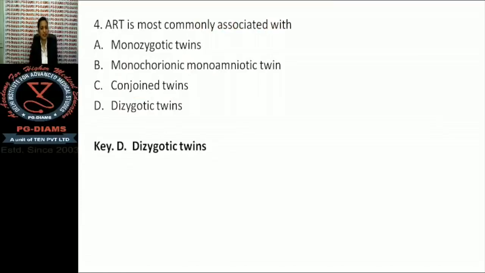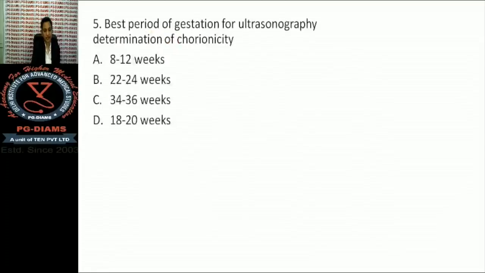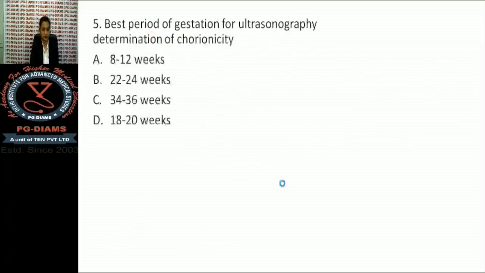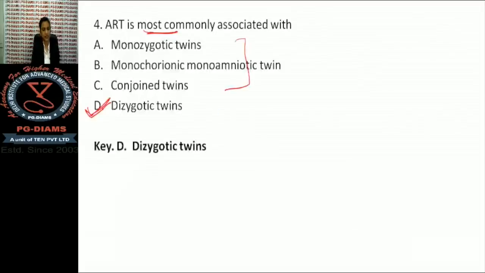Right, so ART is most commonly associated with, the answer here is dizygotic twinning. The other options are all monozygotics. It does increase the risk of monozygotic twinning, but the risk is very low. The best period of gestation for ultrasonography determination of chorionicity.